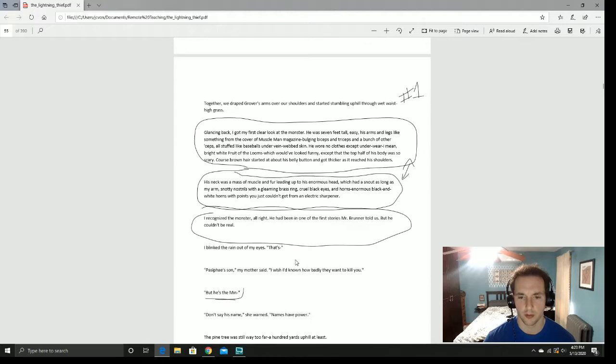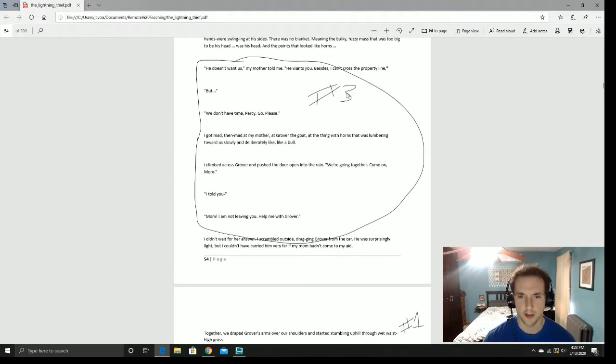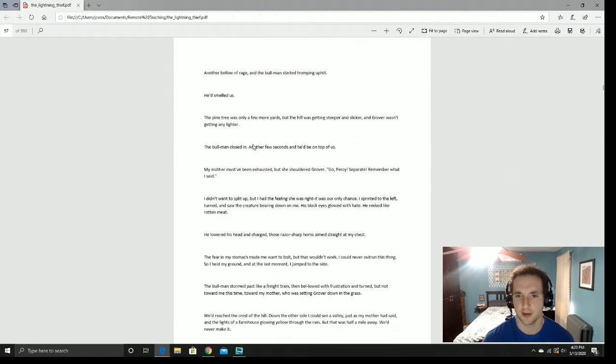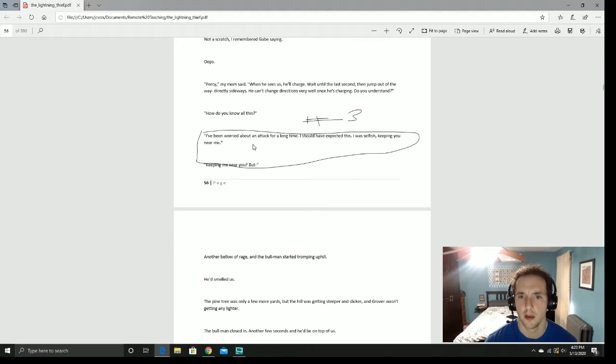"Help me with Grover." And so right there, I think it's not incredibly clear why she can't cross, but it seems like it's complicated because she says, "We don't have time, Percy." And it seems like he can cross, but she can't. And so she must not have something, or she must not be something, that would allow her to cross over this line. And so, again, it's unclear what it is exactly, but we can make the guess that whatever it is, she does not have it, or she is not the thing that can cross.